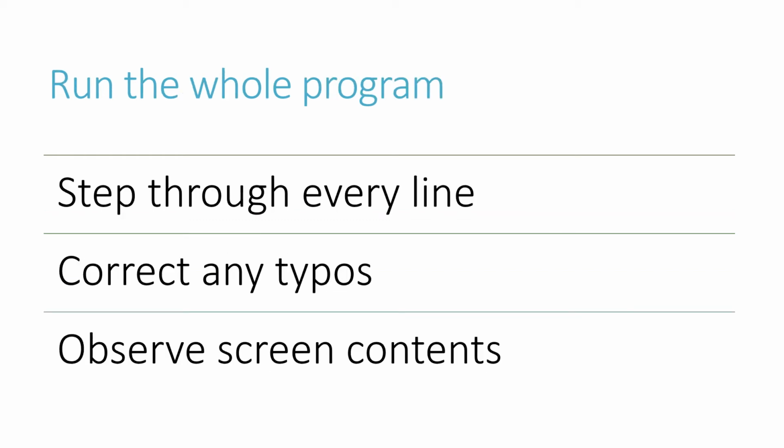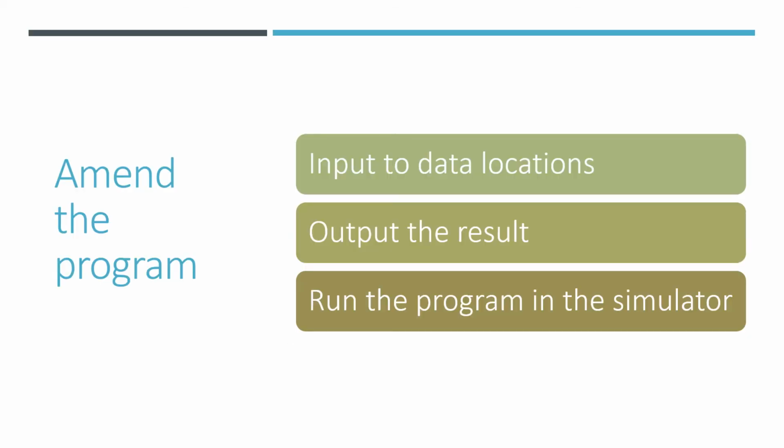You clicked on step once and saw what happens when you step through line 1. Now step through every line of the program. If you've done any typos, by the way, you can correct it on the screen, and observe the screen contents as the program runs to conclusion. When you've got that program working and running correctly, you can add some amendments to it. Add some commands so that the program begins by inputting values to two data locations and outputting the final result. And then run your amended program in the simulator.